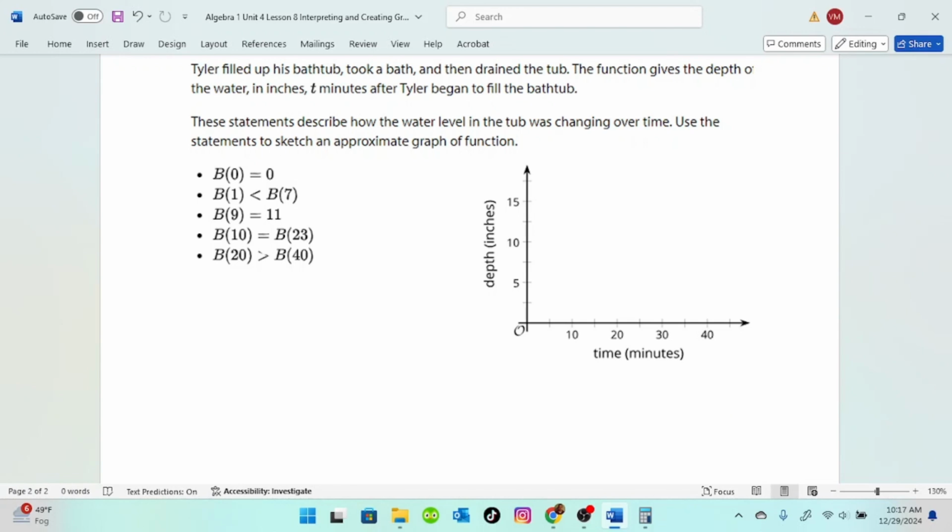So first, we have b of 0 equals 0. This means at 0 minutes, the depth was 0 inches. I'm going to represent this with a red point right here at the origin.